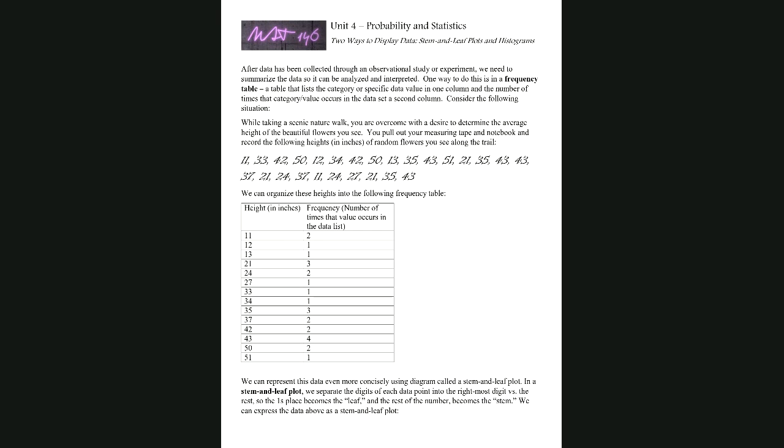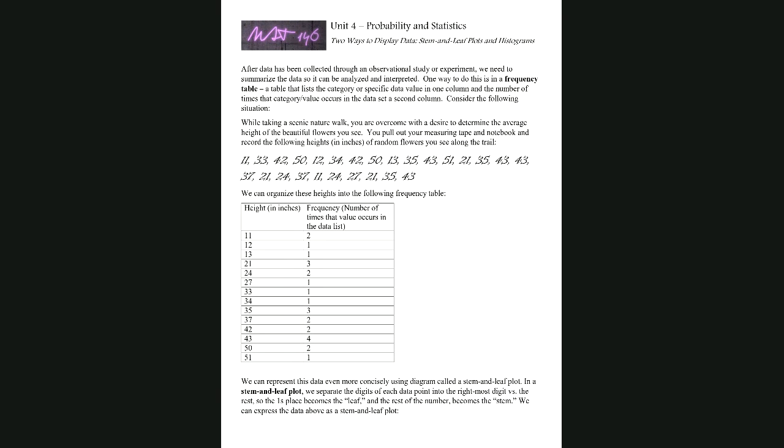Just because this is very simple, what I'm going to do at first is list all the heights that we measured. And then in the second column, I put the number of times that height occurred. So I found 2 flowers that were 11 inches tall, so that gets a 2. I found 1 flower that was 12 inches tall, one that was 13 inches tall, right? So the largest frequency that I have in the table is 4.